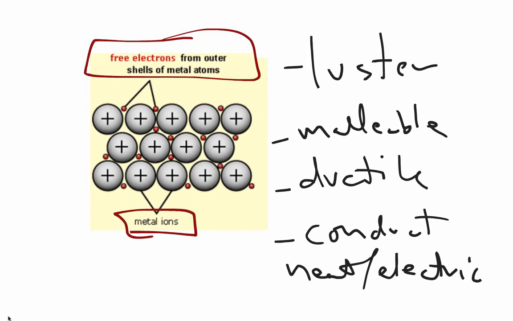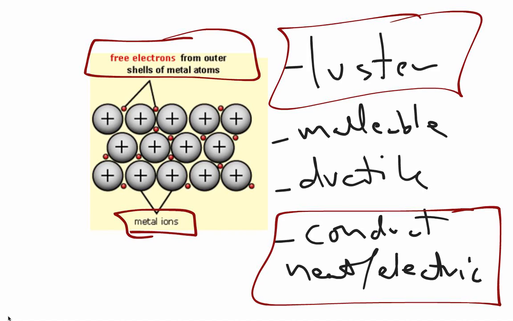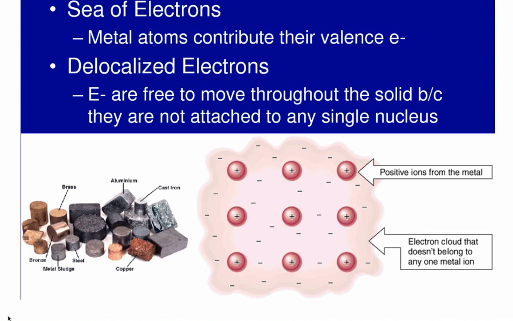These are properties that all metals have. All metals conduct heat and electricity. All metals have luster. We have to be a little bit careful saying all metals are malleable or ductile because there is mercury, which is a liquid metal at room temperature, and it's hard to talk about a liquid as being malleable or ductile, but they all conduct heat and electricity. They all have luster. So why?